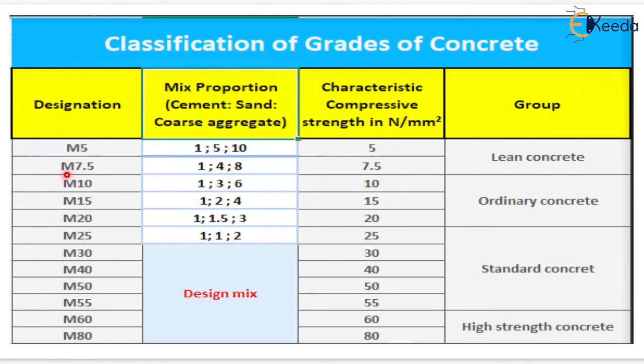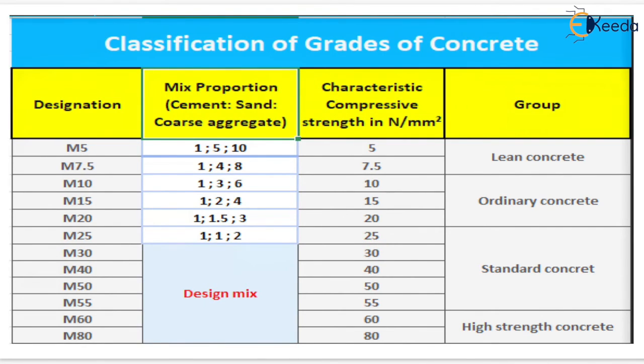Similarly, for M7.5 grade concrete, the proportion is 1:4:8 and the characteristic compressive strength is 7.5 Newton per mm square. For M10, the proportion is 1:3:6 and the characteristic compressive strength is 10 Newton per mm square. Similarly, for M15, 1:2:4 and 15 Newton per mm square. For M20, 1:1.5:3 and 20 Newton per mm square is the characteristic compressive strength. And for M25, 1:1:2 and the compressive strength is 25 Newton per mm square.